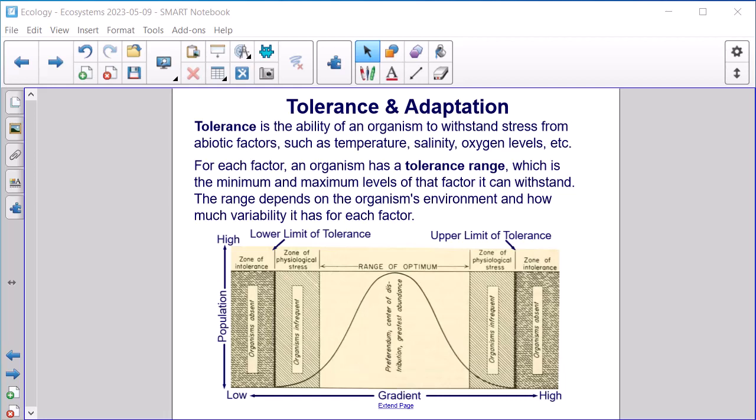Tolerance and adaptation. Tolerance is the ability of an organism to withstand stress from abiotic factors, such as temperature, salinity, oxygen levels, etc. For each factor, an organism has a tolerance range, which is the minimum and maximum levels of that factor it can withstand. The range depends on the organism's environment and how much variability it has for a factor.